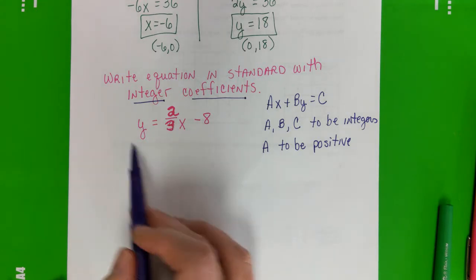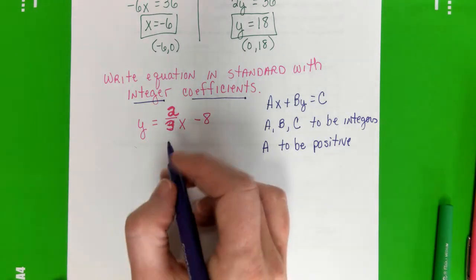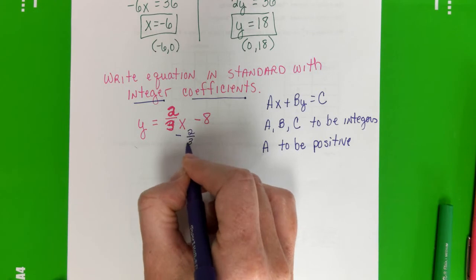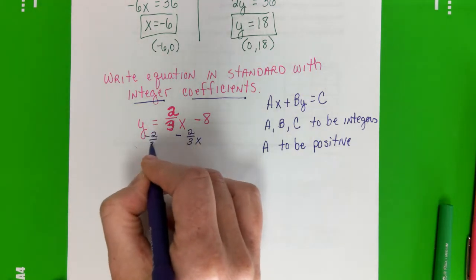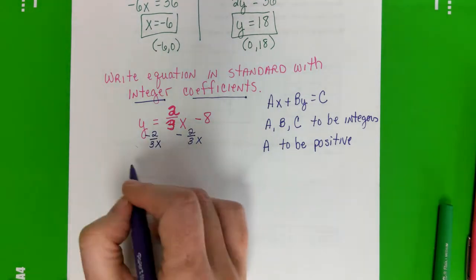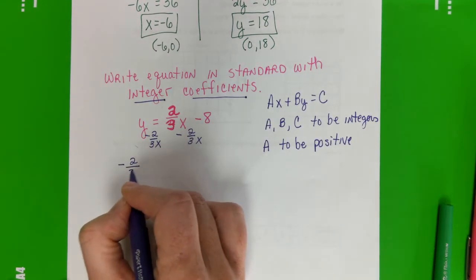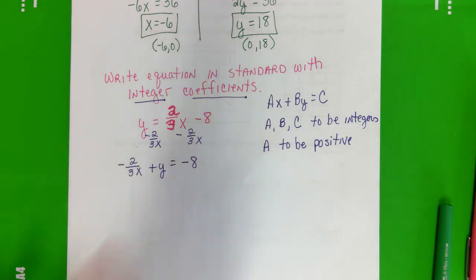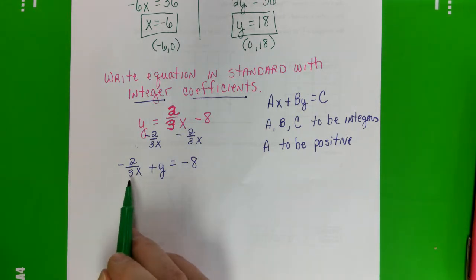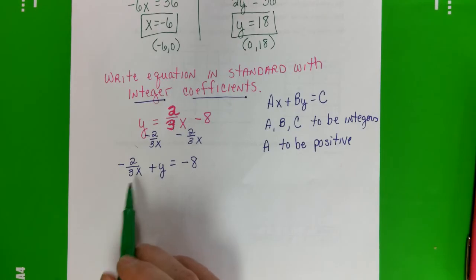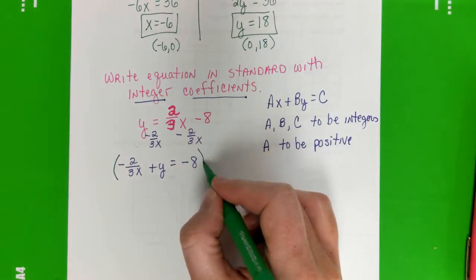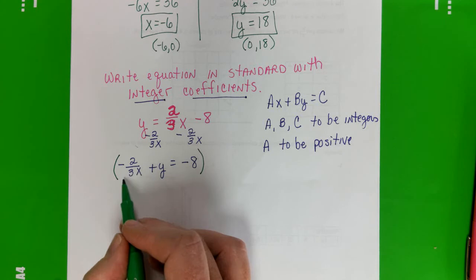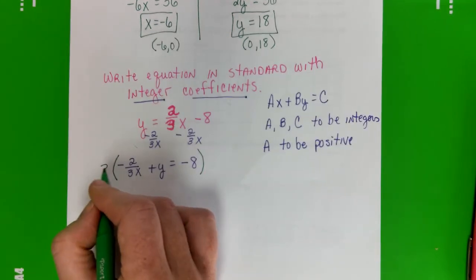Okay, so the first thing I would want to do probably here is go ahead and move my x to the other side. So I'm going to subtract 2/3 x from both sides. So I have -2/3 x plus y equals -8. Now, here comes in the part that we've already learned before. We basically need to get rid of this fraction. I need to clear out this fraction. We've already learned how to do that. This is the only fraction, so it's easy. All we have to do is multiply by 3.